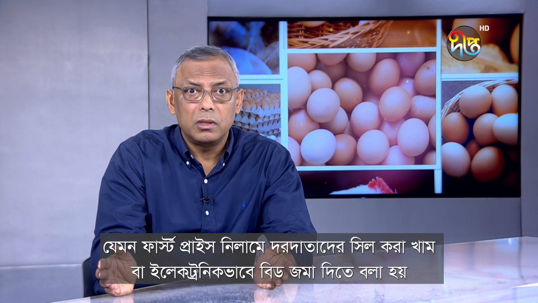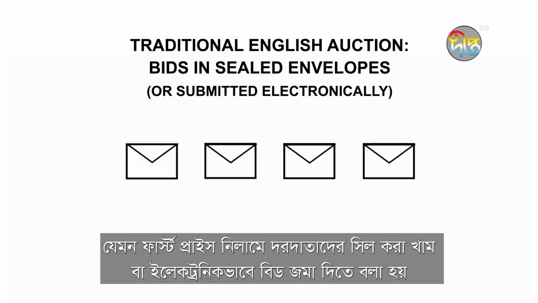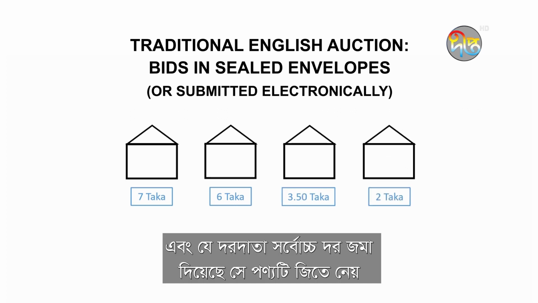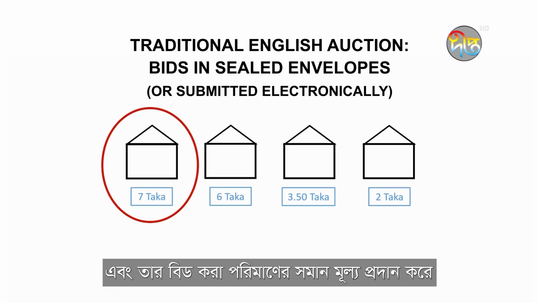Auctions may be carried out using closed bids too. For instance, in a first price auction, where bidders are asked to submit bids in sealed envelopes or electronically, the auctioneer then opens the bids and the bidder who has submitted the highest bid wins the object and pays a price equal to the amount he bids. These days, with technology, auction rules are designed in a variety of innovative ways to meet specific needs.